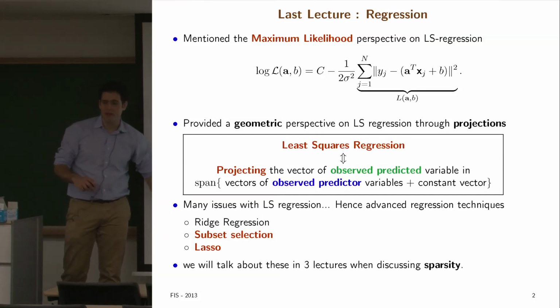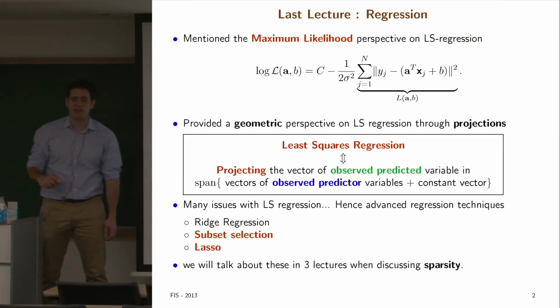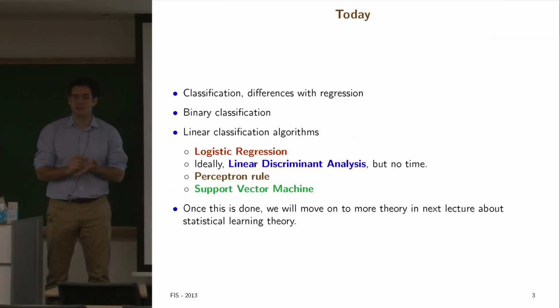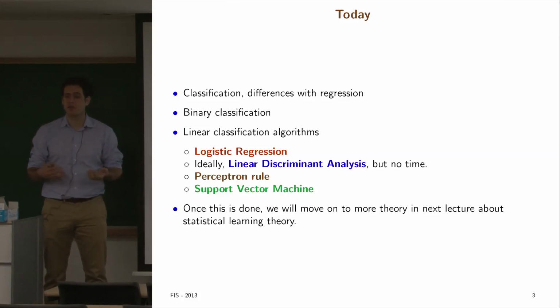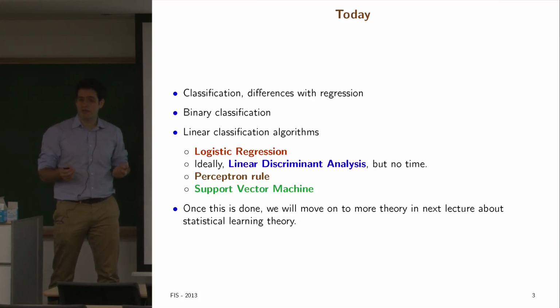So we'll talk a bit more about this in a few lectures when we talk a bit more about sparsity and kernel methods. But for now, today we will talk about classification. So if you have understood regression well so far, then classification should be quite easy as well, because it's fundamentally the same ideas. But there are a few differences which we will mention.